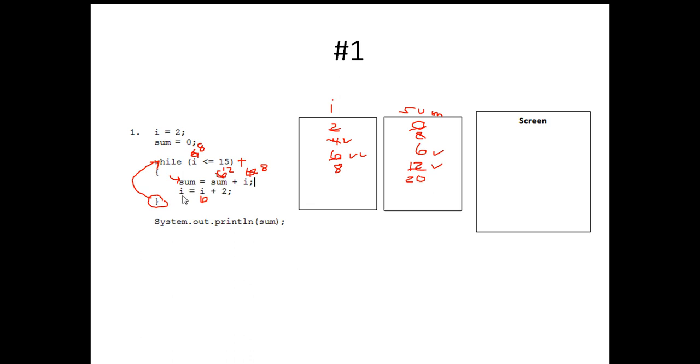The next line down says I is assigned whatever I is now, which is 8, and adds 2 to it, so it's going to become 10. The next line is the ending brace for the loop, which tells us to go back to the while statement and check things out.